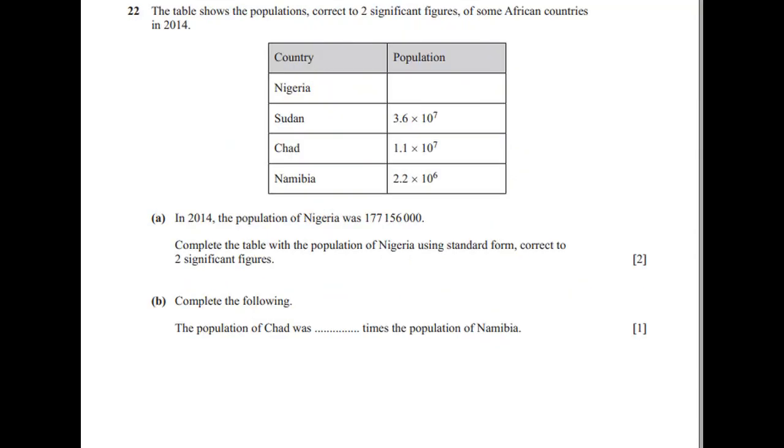Question 22, part A. Complete the table with the population of Nigeria using standard form correct to two significant figures. So 177,156,000 will get rounded to 1.8 times 10 to the power 8, because we're moving the decimal 8 places to the left to land between 1 and 10. So this is the answer.